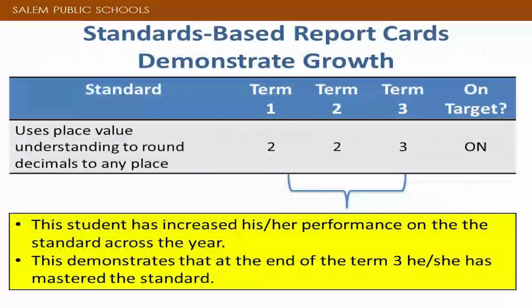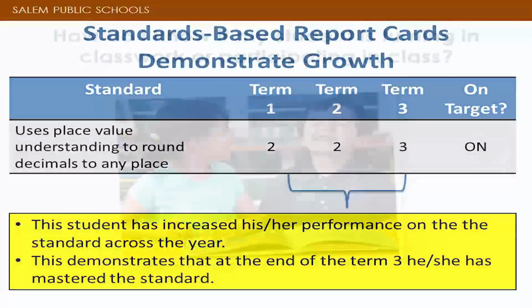A standards-based report card shows student growth throughout the year. Once parents receive the second report card, they will be able to see growth. In this example, the student has increased their scores from a 2 to a 3. This means that their knowledge and skills have grown in this standard.